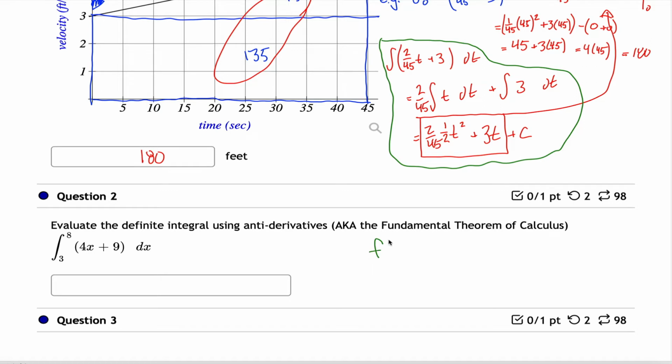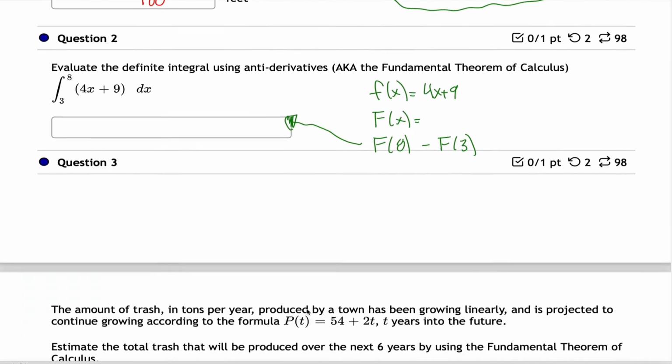If it helps, little f of x is equal to 4x plus 9. You first figure out capital F of x, then figure out capital F of 8 minus capital F of 3, and that will be the answer that you write right there. I think from 4x plus 9 you can figure out capital F of x if you watch the video, so I'll leave that part to you.